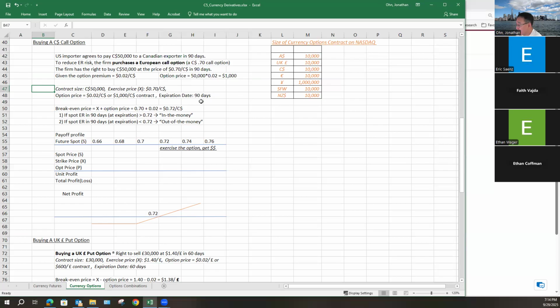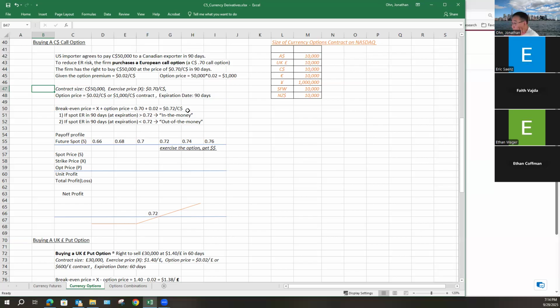Expiration date is 90 days. All right. So the break-even price is the exercise price, right? You have the right to buy. So you actually will pay 70 cents, and also you have to include the option price that you pay. So you have to include both. It's 72 cents. That is the break-even price.